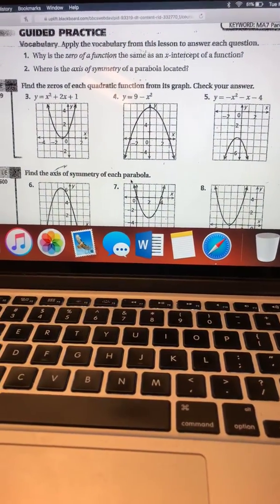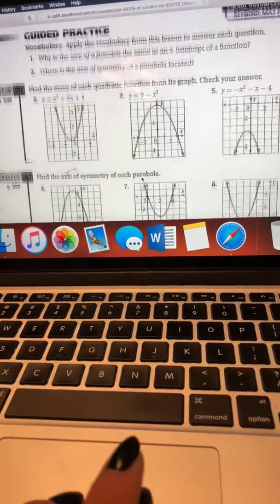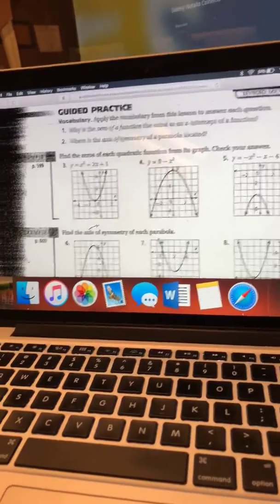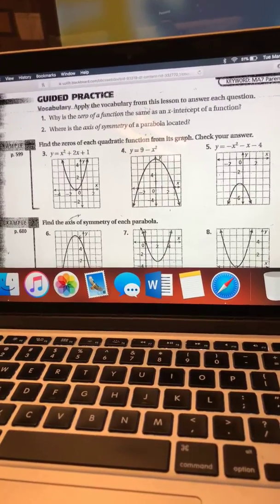So today we're going to be going over some quadratic practice. I'm going to be talking about the guided practice. The first part is just vocabulary. So if you all could go ahead and just think, pair, share, maybe for about a minute and a half or 2 minutes each question.